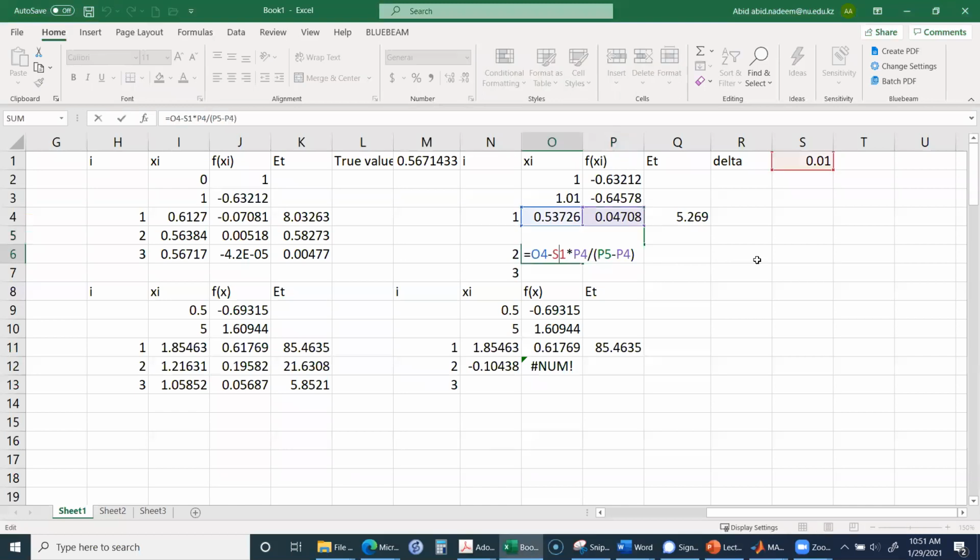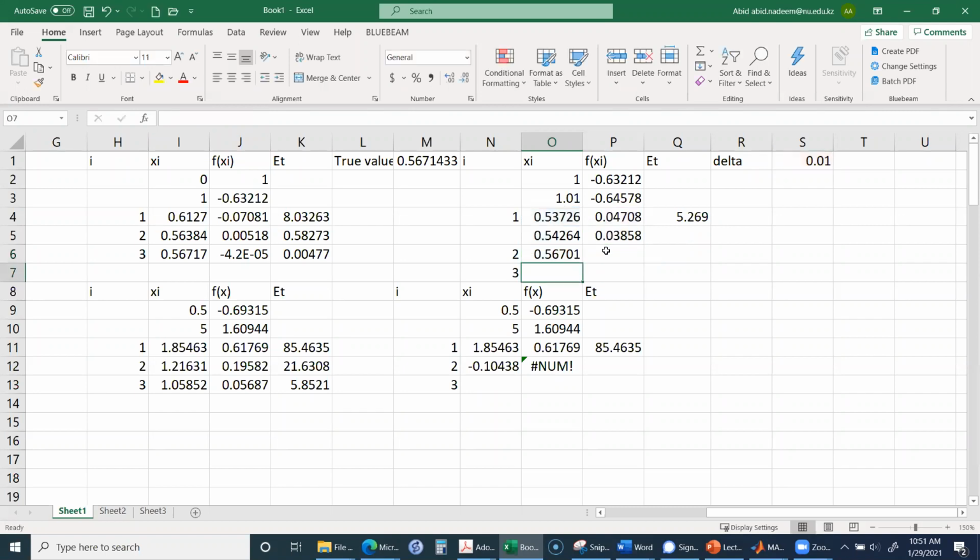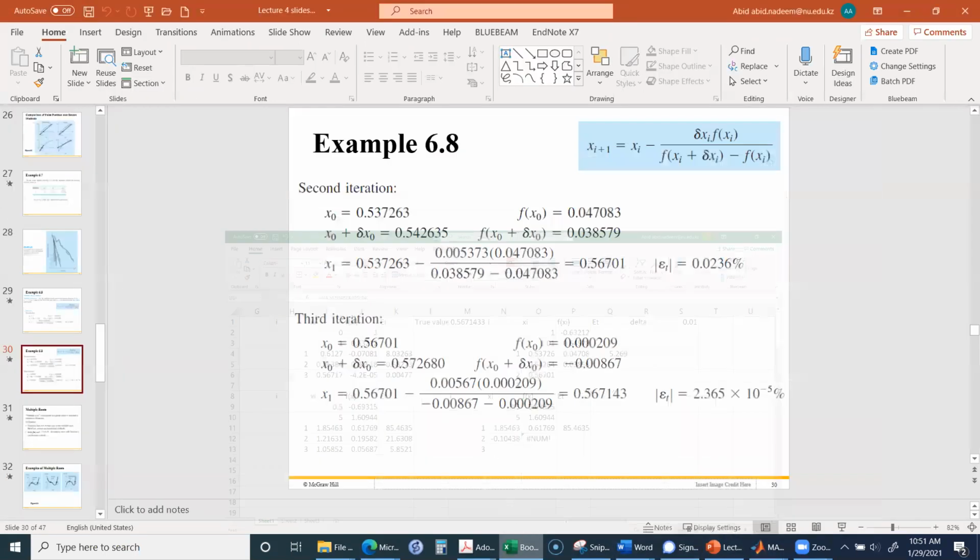So here, when I am using this delta, it is times. So delta is 0.01, and then times xi. Xi in this case is the value put over here, and then this is times P4, so this is correct. So I hope this time it will be better. Yeah, 0.56701. Okay, 0.56701. Yeah, now the value is correct.